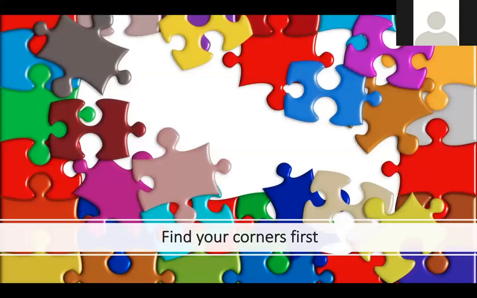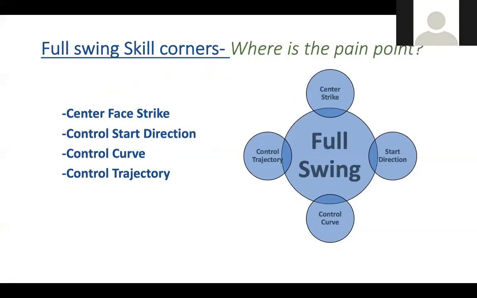So the first thing I did was remember what my mom told me when I was a kid doing a puzzle. She said, find the corner pieces first. So I wanted to find the skill corner pieces for each skill set in golf. So I looked at full swing first, okay? And I said, where is the pain point in full swing, okay?